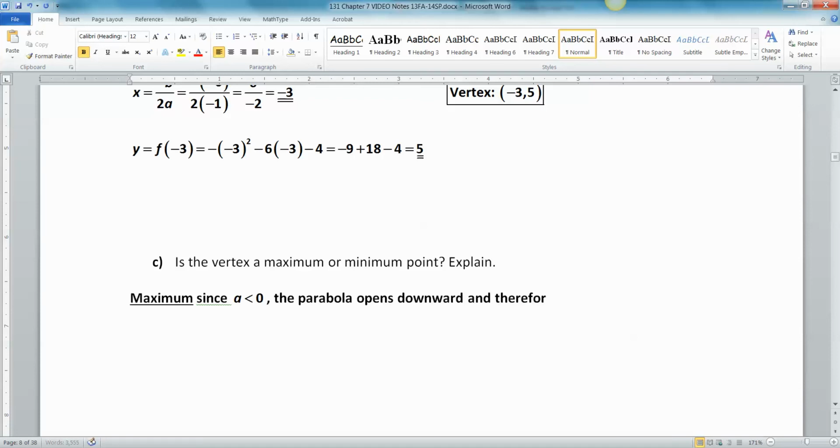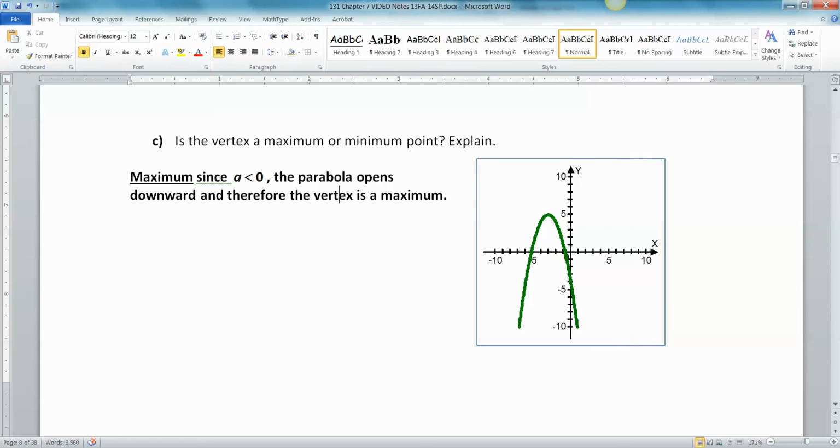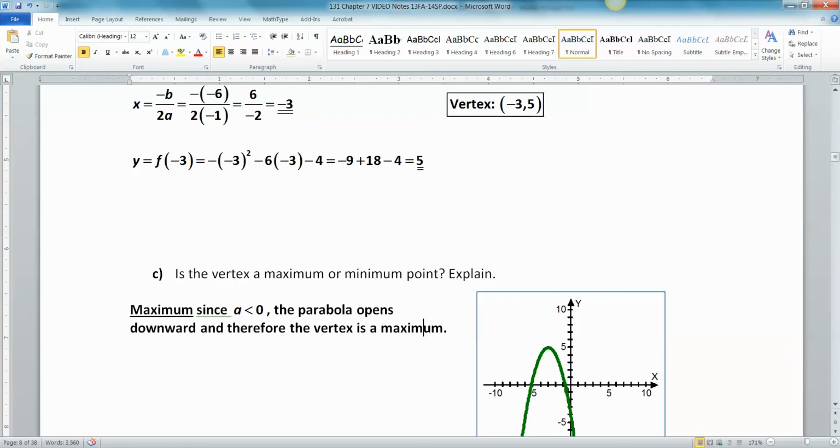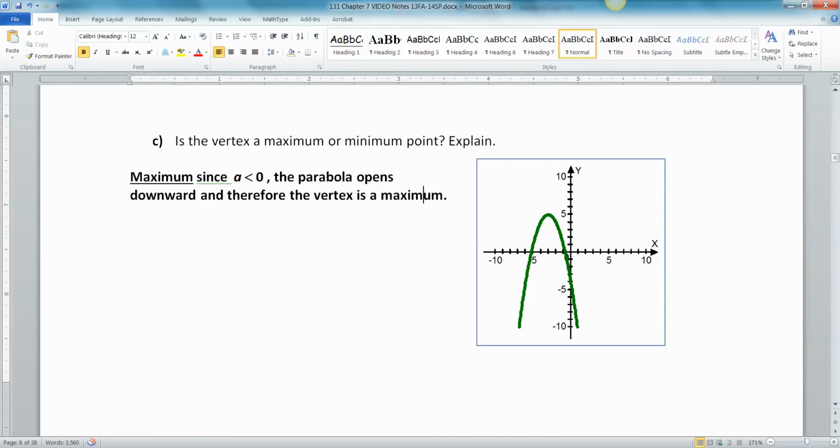I'm just typing that up. Therefore, the vertex is a maximum. All right, and I just wanted to draw you a quick little sketch so you could see it. So you have a graph that's over negative 3, up 5 for the vertex. Since it's opening downward, and this is just a quick sketch, this isn't to scale or anything, but you get the idea. Since it's opening downward, that vertex is a maximum. It's at the tip top.